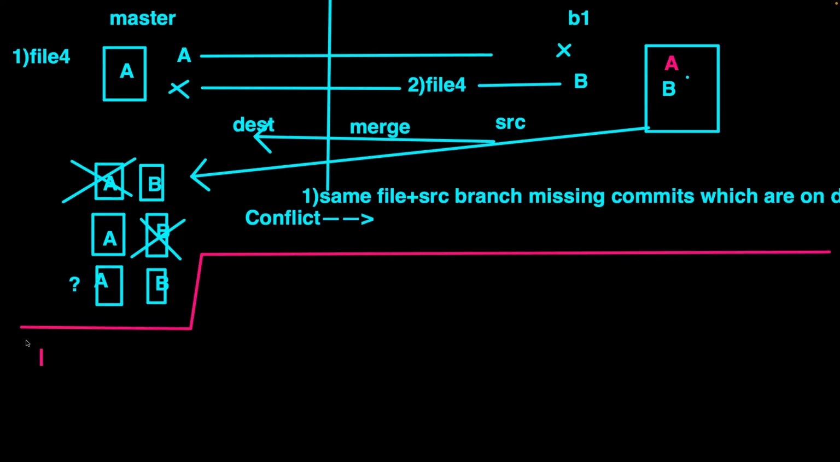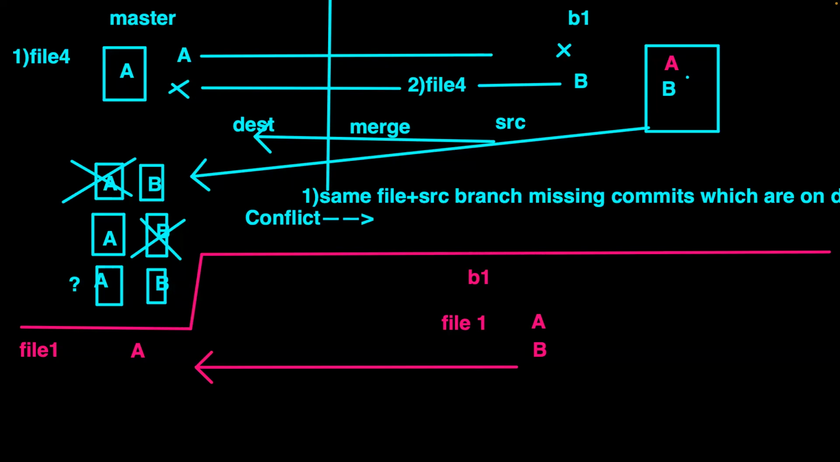Remember the first scenario? Or else let me give you another example. Let's say I have file 1. Let's say there is a commit. Then I created a branch B1. Correct? I created a branch, which means obviously I'll have the same things here. I have commit A also here. Then I made some other modification here, B. Now it's the same file, but if I merge, will I get a conflict here?